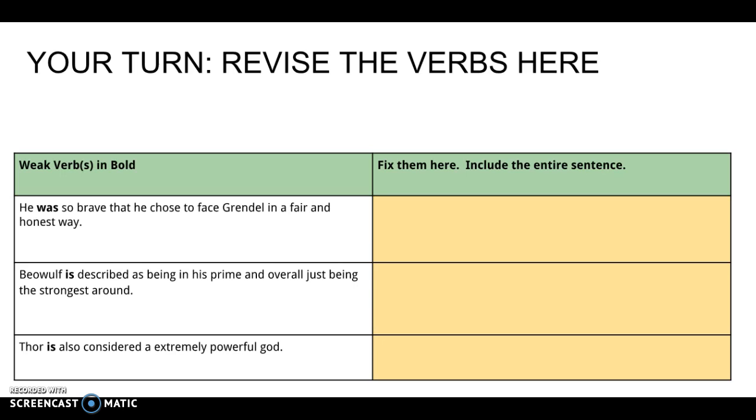Okay, the next sentence is Beowulf is described as being in his prime and overall just being the strongest around. All right, so how would we fix the weak verbs here? How would we get rid of the word is? And finally, Thor is considered an extremely powerful god. All right, so you would want to, again, omit the word is and revise it so it makes sense, but you're not using that to be verb.